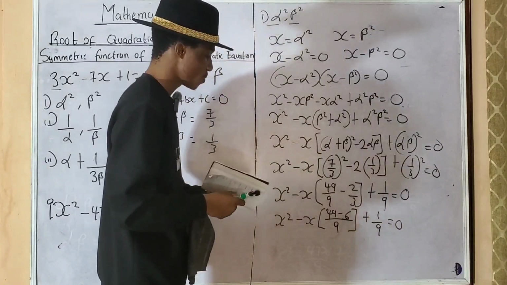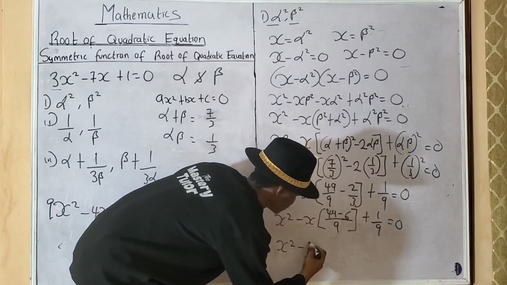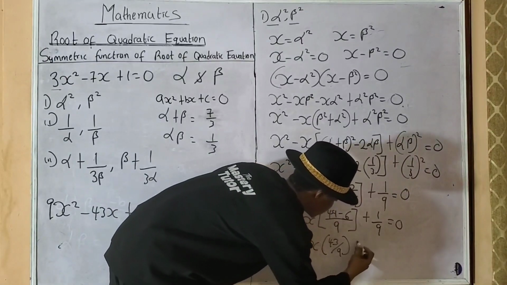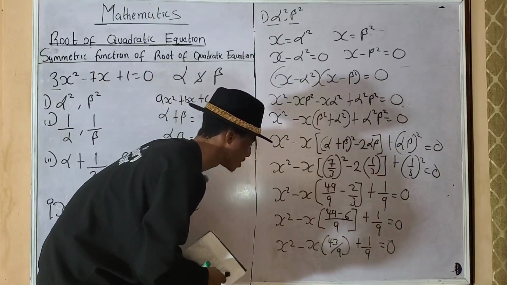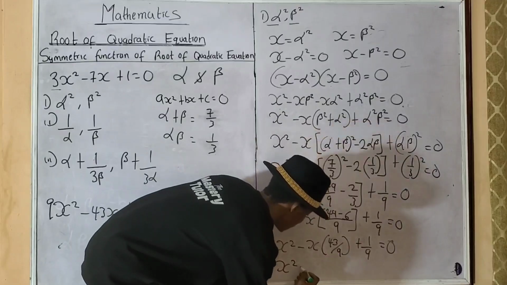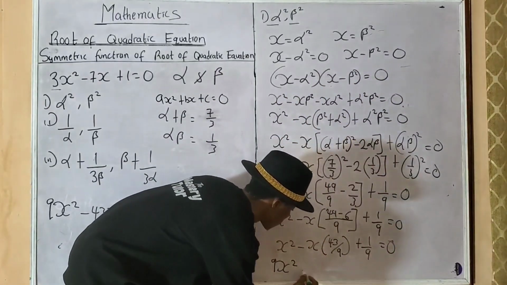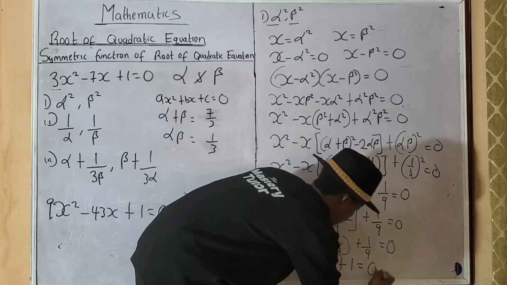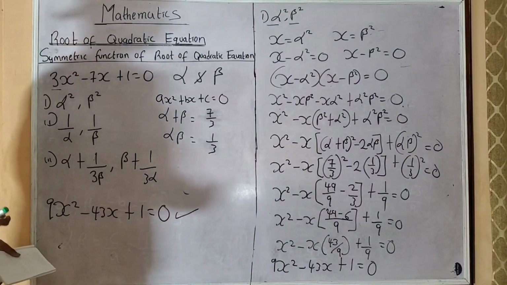Okay? So, when you get to this point, I'm going to have x squared minus x multiplied by 43 over 9 plus 1 over 9 equals 0. Now, you can rewrite this equation as x squared, okay, multiply all through by 9. So I'm going to have 9x squared minus 43x plus 1 equals 0. You can see that we have the same answer, just like what we have when we use the first method.